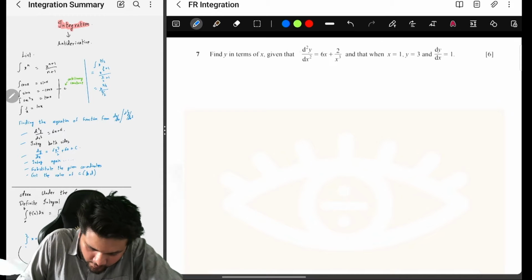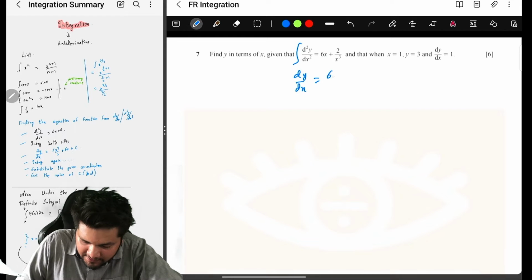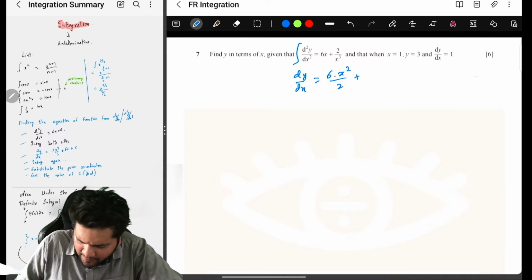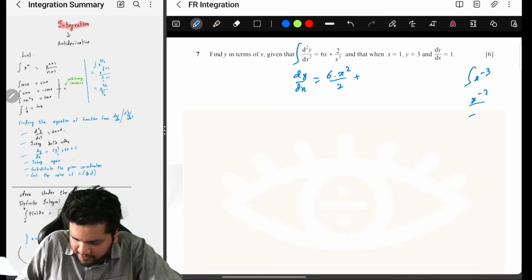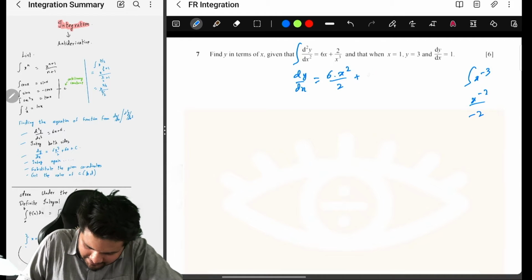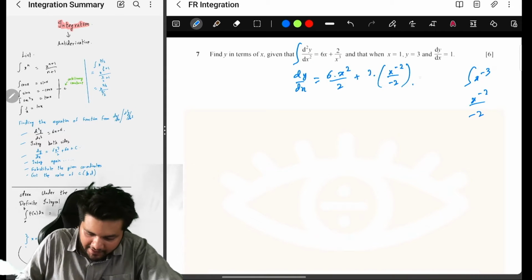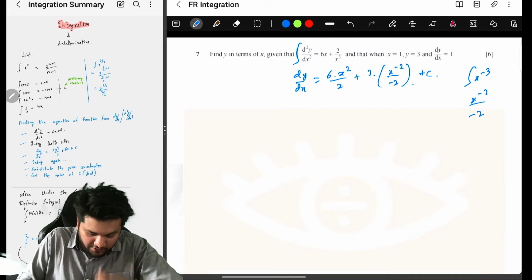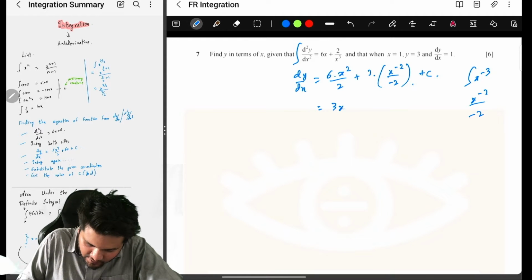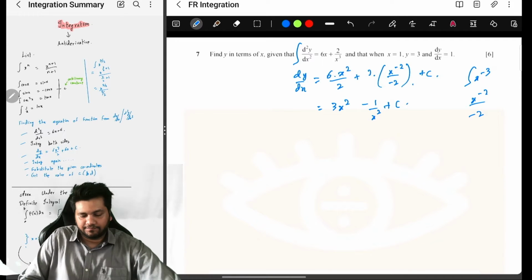So if I integrate once, I'll get dy by dx is equal to, now integral 6x is nothing but 6 into x square by 2 plus integral 2 by x cubed. Now see, 1 by x cubed is nothing but x to the power of -3. So integral of x to the power of -3 is nothing but x to the power of -2 upon -2. So it's going to be plus 2 into x to the power of -2 upon -2 and plus c, of course. So this is going to be 3x square minus 1 by x square plus c.